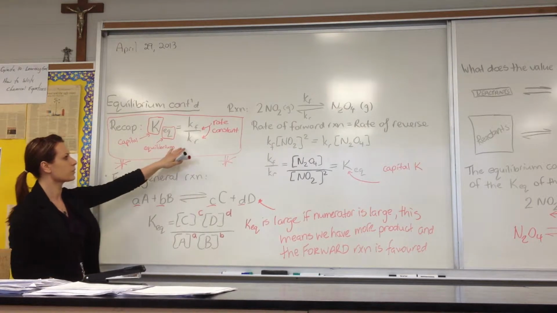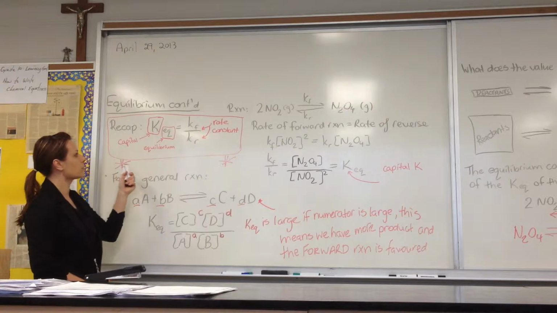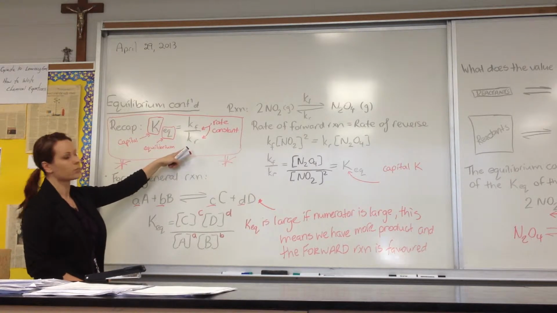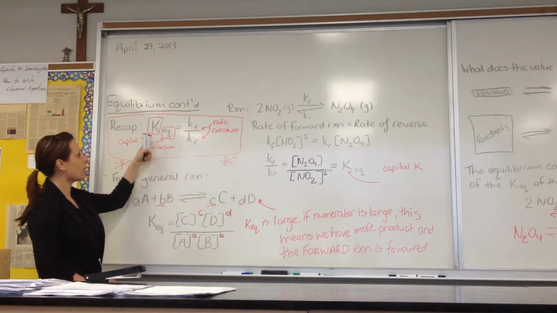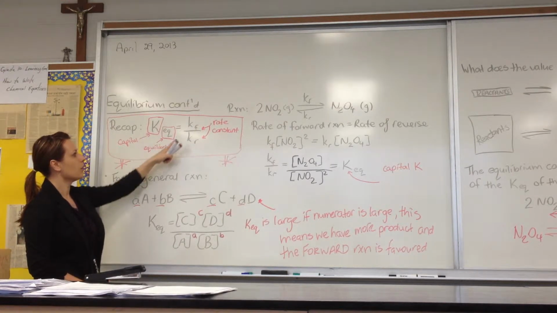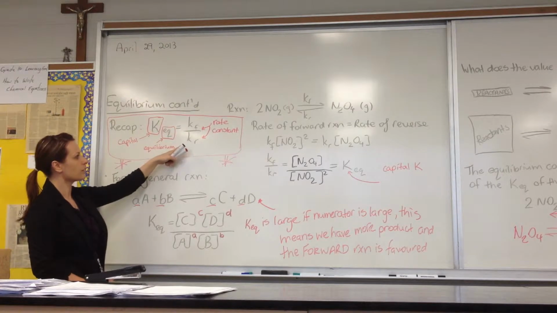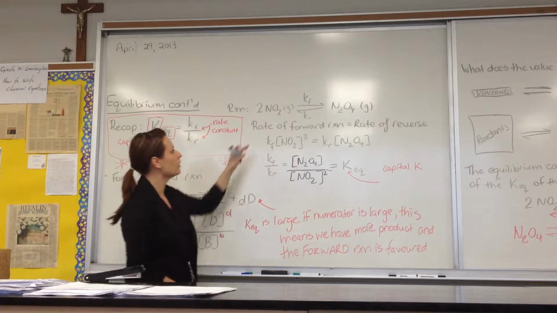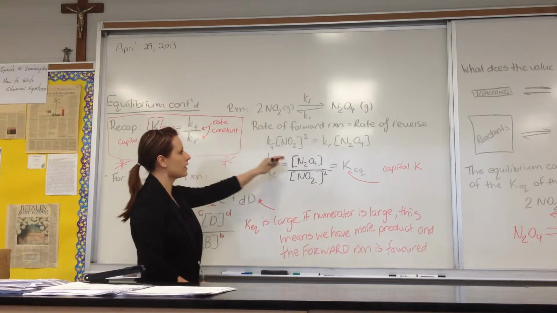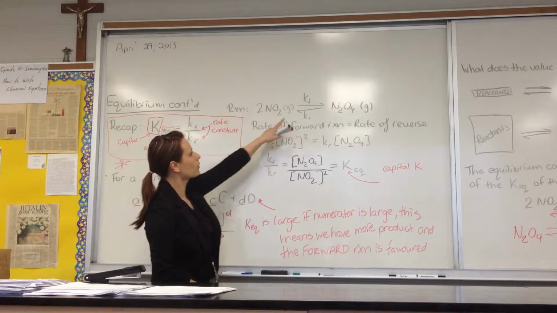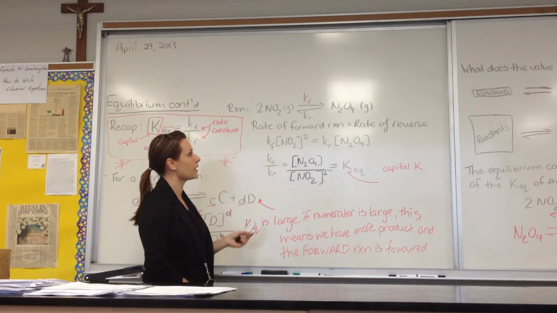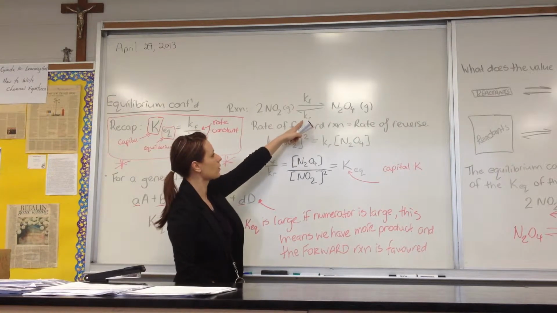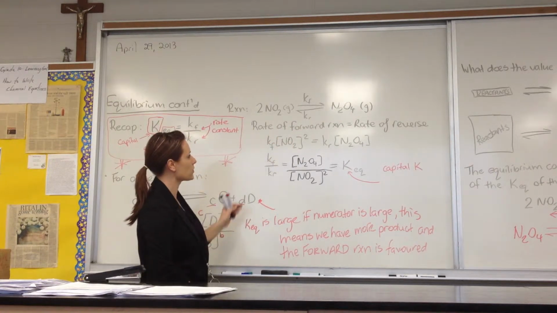And really what's important to remember is that the equilibrium constant is a ratio of the forward and the reverse rate constants. So the capital K is a ratio of lowercase k of the forward and the reverse reactions. For example, if we have nitrogen dioxide making N2O4, the forward reaction has a rate constant of lowercase k subscript f, and the reverse reaction has lowercase k subscript r for reverse.